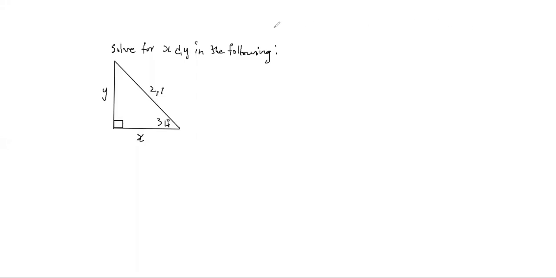Hi guys, in the previous video, we had an example in which we were given two sides and we had to find the angle. In this video, we have now a situation where the angle is given and only one side is given, and we now have to find the other two sides, which in this case is x and y. So the question says solve for x and y in the following triangle.